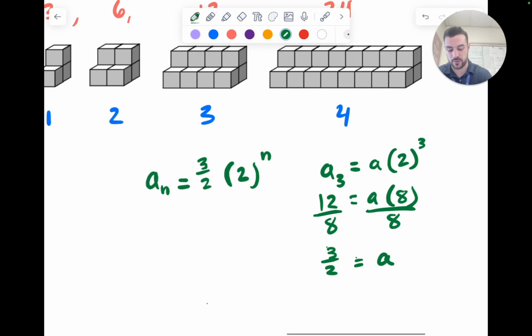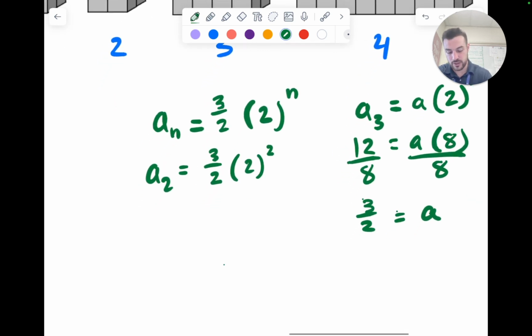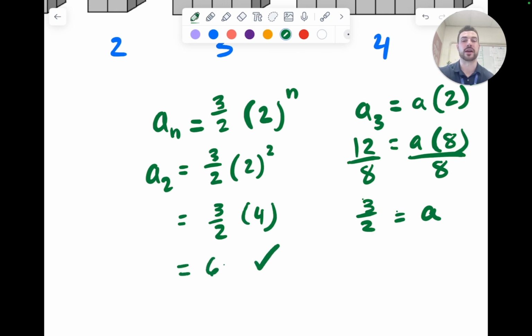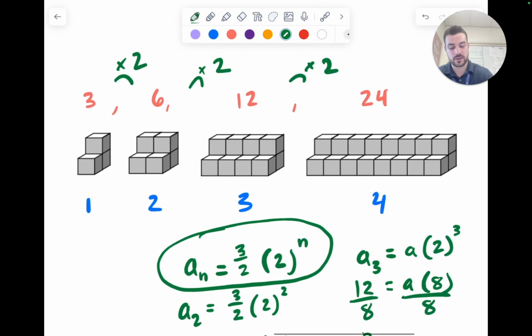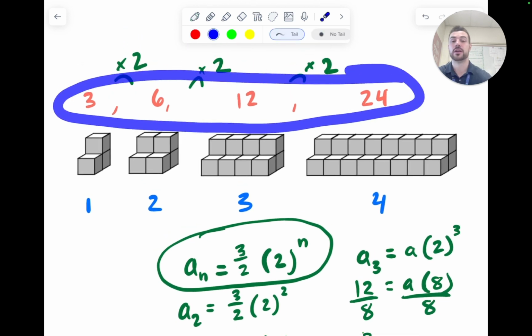And just to test this out, our second term, as we could see, is 6, right? There's 6 cubes in the second image. We should be able to do 3 over 2 times 2 to the second power. Well, if we do this, we get 3 over 2 times 4, which is in fact 6. So this is what our explicit formula to represent this sequence is going to look like.